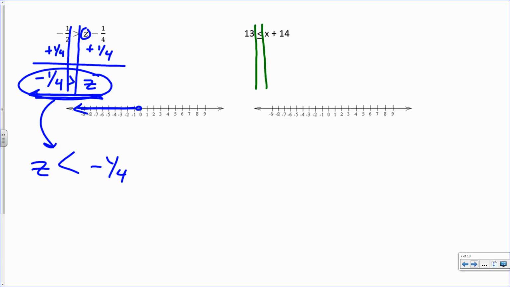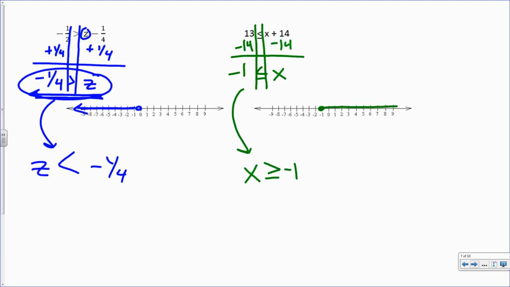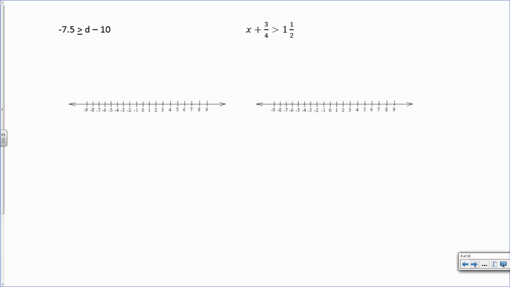Okay, so here I have my x on the right. I'm going to subtract 14. 13 minus 14 is negative 1, is less than or equal to x. So if I were to rewrite that and flip that, I would have x is greater than or equal to negative 1. So you should have had a closed circle at negative 1, and you should have graphed everything to the right. Or you could read this backwards and say x is greater than or equal to negative 1, just reading it backwards.